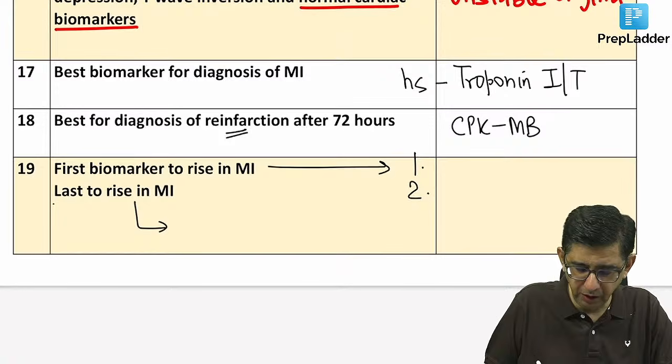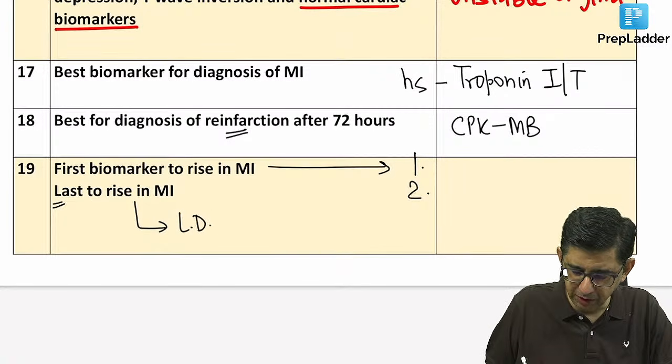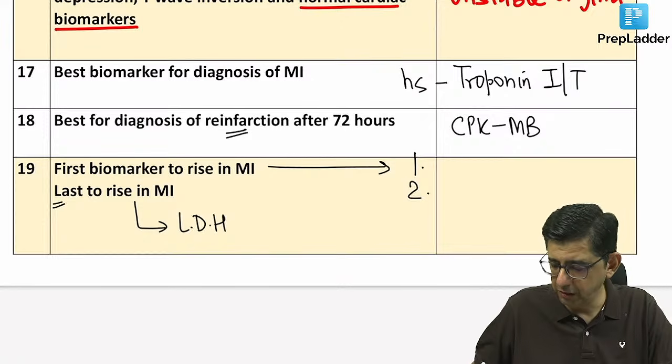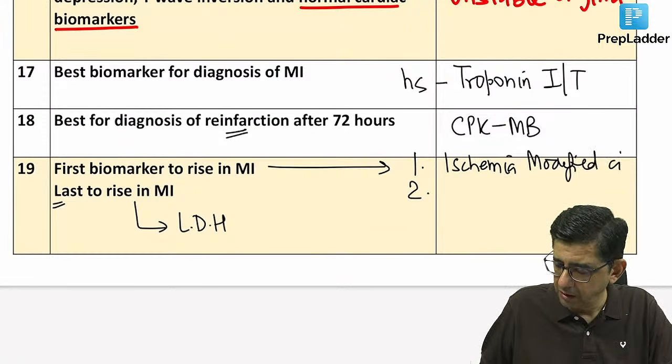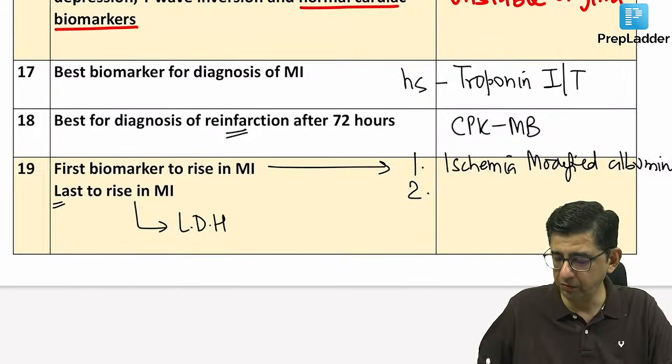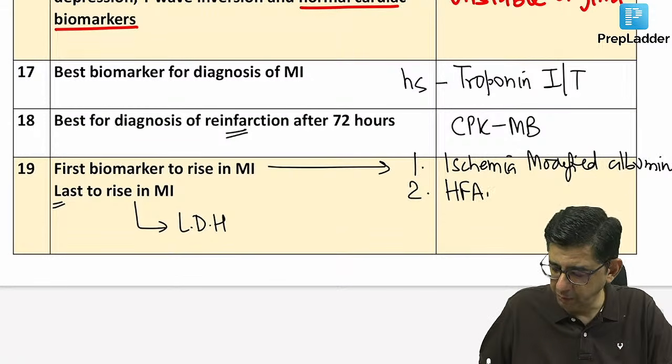Last to rise would be L alphabet, that is lactate dehydrogenase, but he's asking regarding the first biomarker to rise. Your answer would be ischemia modified albumin. This would be rising by the very first hour. After 1 hour, your answer would be heart fatty acid binding protein.